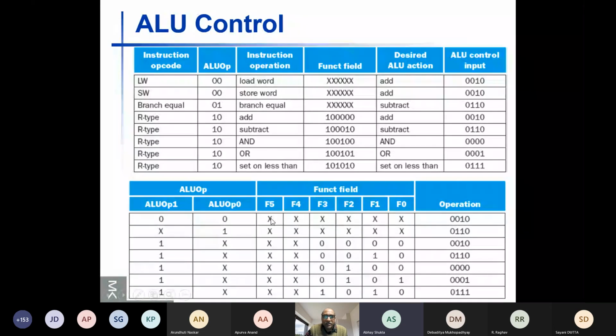These 8 inputs have different combinations, and here I introduced don't cares. A don't care indicates that the particular bit has no fixed value, either 0 or 1, it doesn't matter. The function fields for load and store, as I mentioned, have no significance at all. Similarly for the branch instruction, there is no significance at all. And if you observe the function bits for these particular operations, out of the 6 bits, the 2 most significant bits are common across all of them.